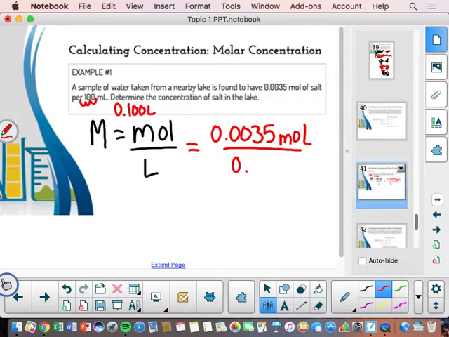0.100 liters. Determine the concentration of salt in the lake. So if we divide those two numbers, we will get the concentration of salt in the lake. So we take 0.0035 divided by 0.100, and that equals 0.035. So our concentration is 0.035 of salt in the lake.